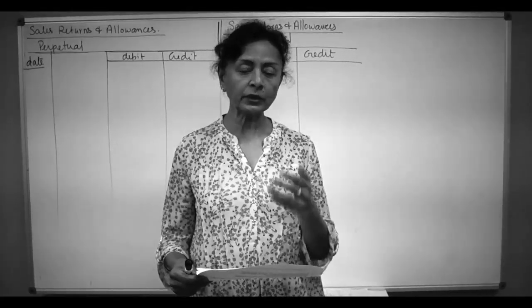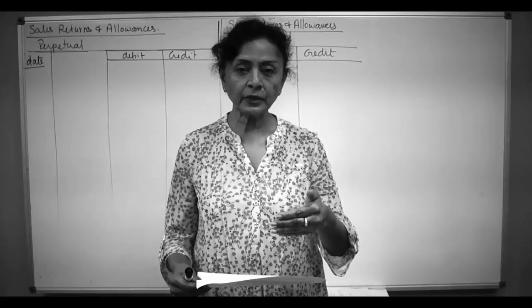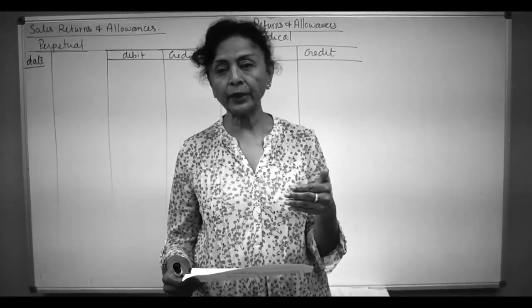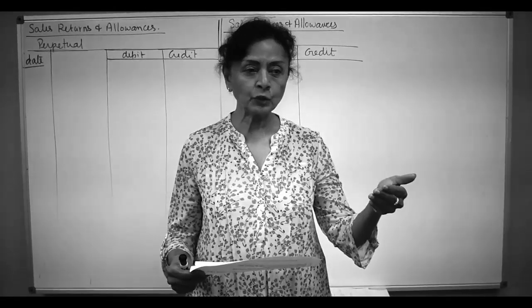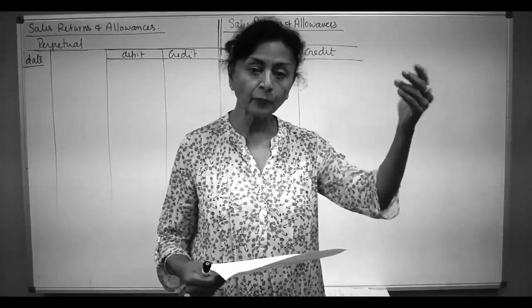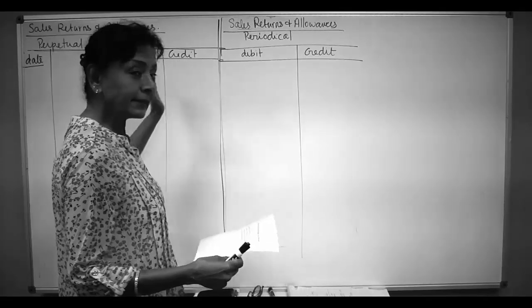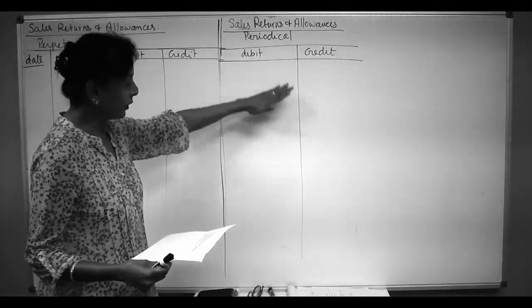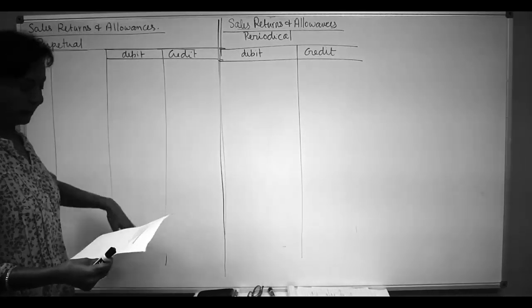That is when the discount is given to the customer and when the customer is returning some merchandise, how do we account for the perpetual versus the periodical. So I'm going to show you the side-by-side entries for the same transactions. This will be for periodical and this will be for perpetual.